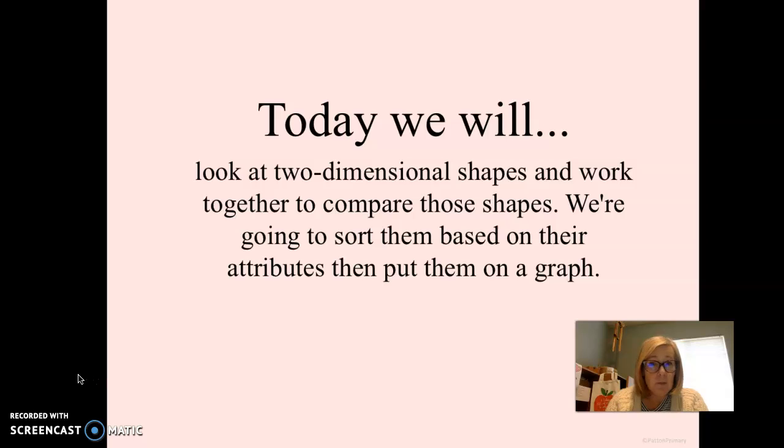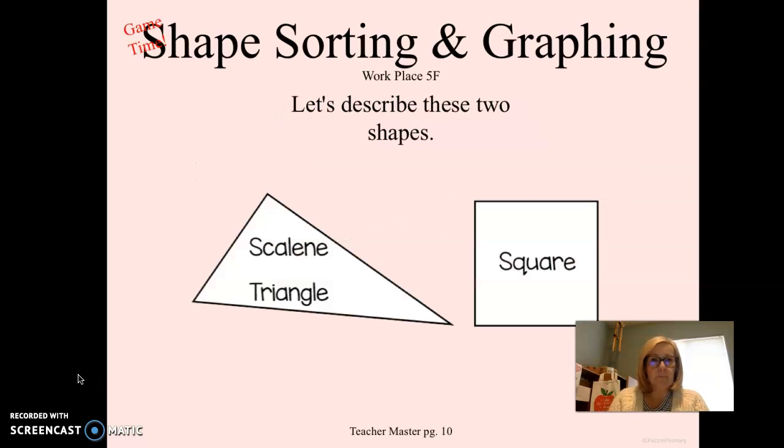Today we will look at two-dimensional shapes and work together to compare those shapes. We're going to sort them based on their attributes, then put them on a graph. Let's describe these two shapes. The first shape, this is a scalene triangle. A scalene triangle has 3 sides that are all different lengths. This, of course, we know is a square. It has 4 sides, and all 4 sides are the same length.